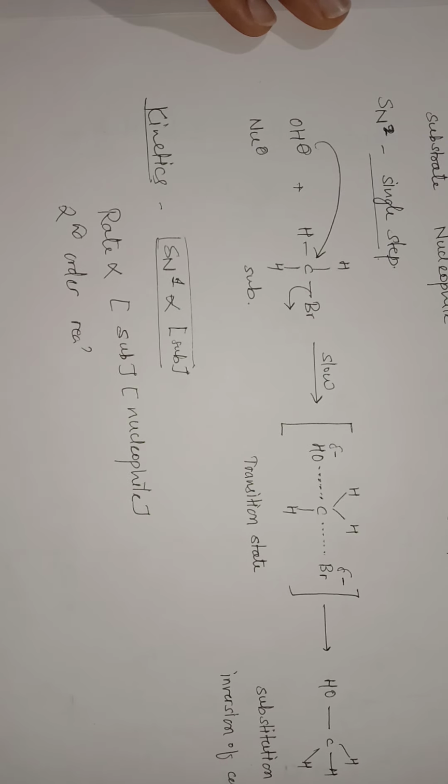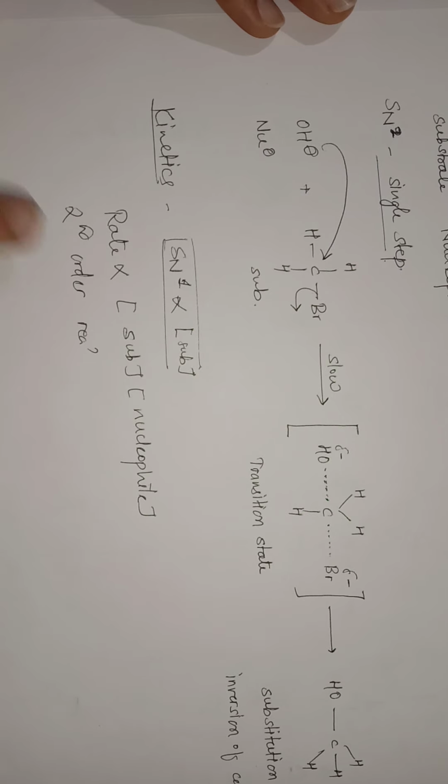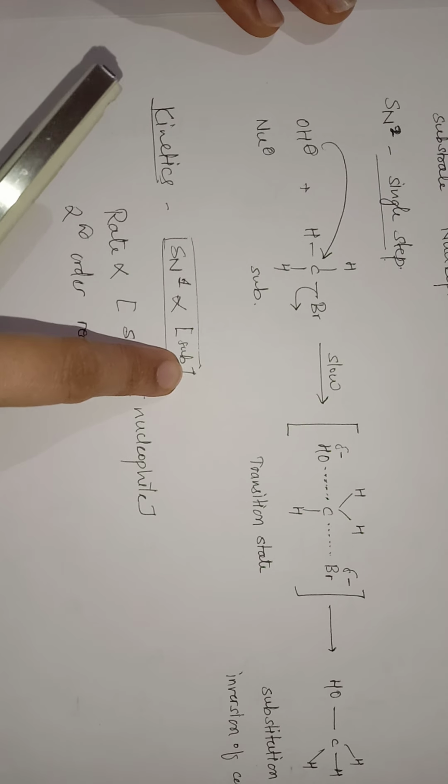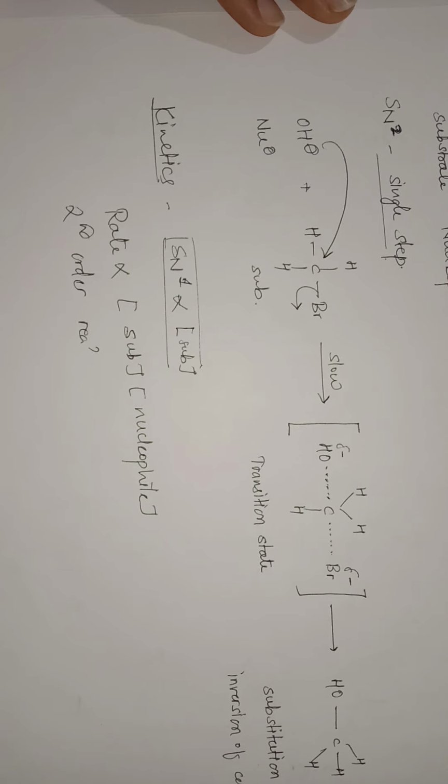It will be a second order reaction. In case of SN1 reaction, we said that it was a first order reaction. In case of SN2 reaction, it is a second order reaction. Why? Because rate is directly proportional to concentration of substrate as well as concentration of nucleophile.